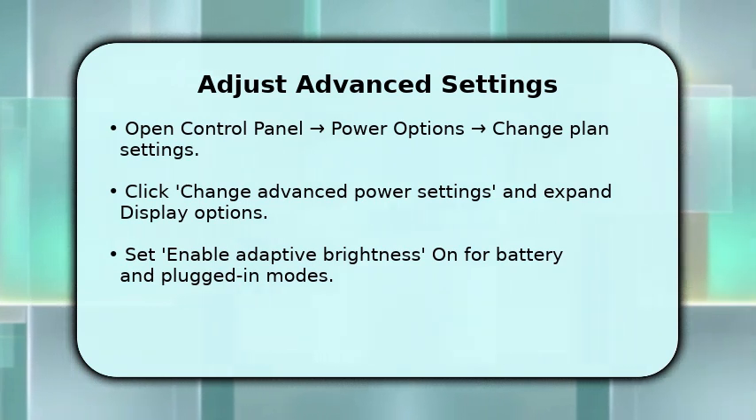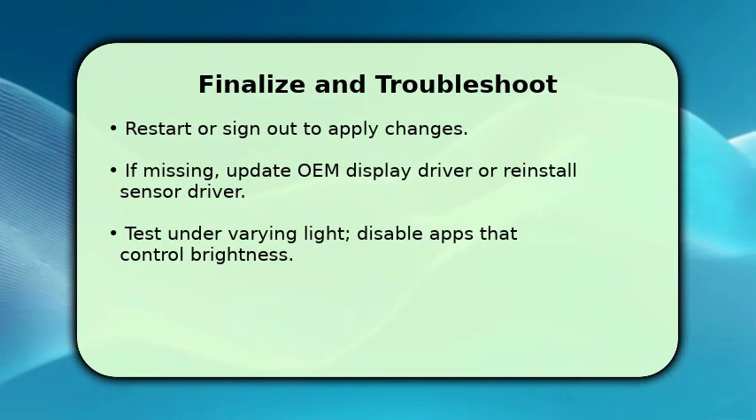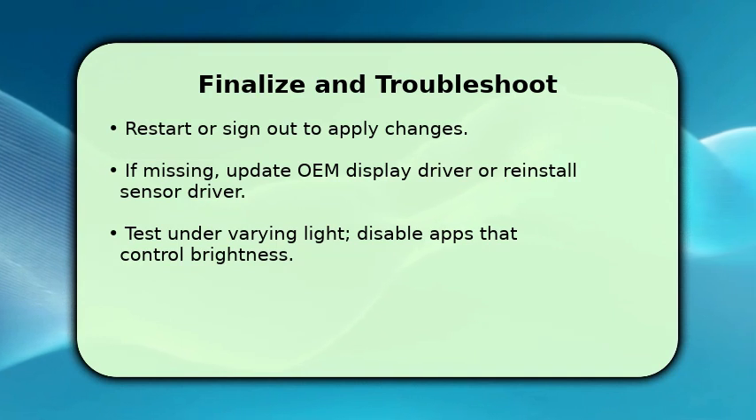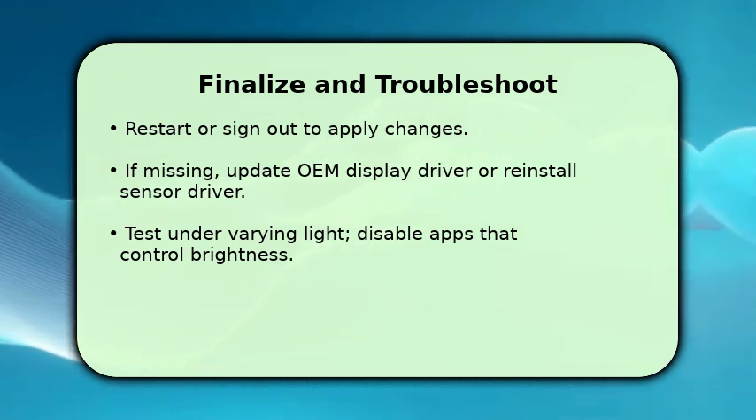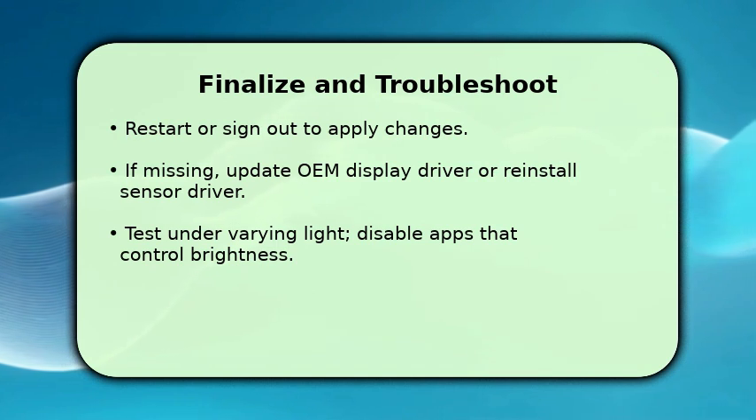Finally, complete the change by restarting or signing out so all settings and drivers initialize. This often makes the auto brightness toggle appear if it was hidden. If you still lack the option, update the OEM display driver and the ambient light sensor driver via Device Manager, or reinstall the sensor driver to restore functionality.